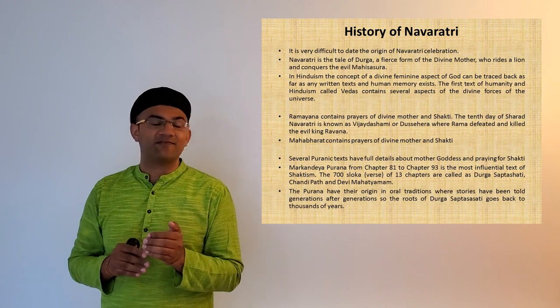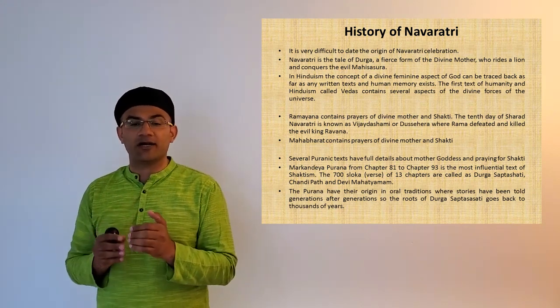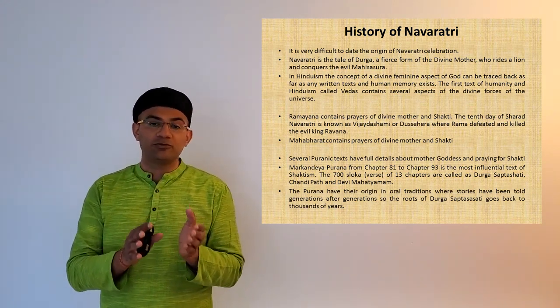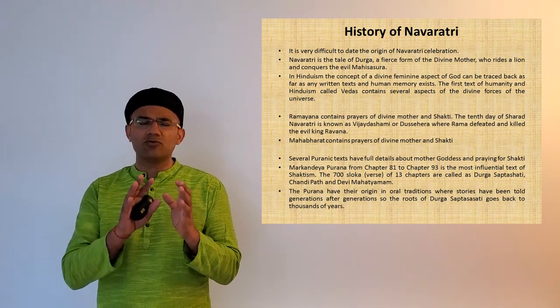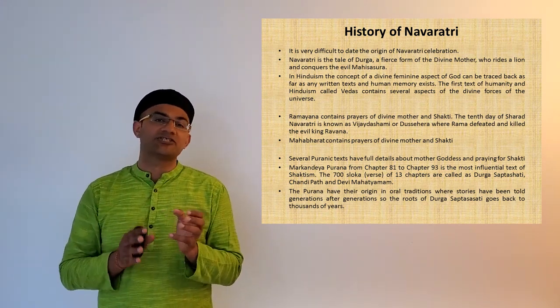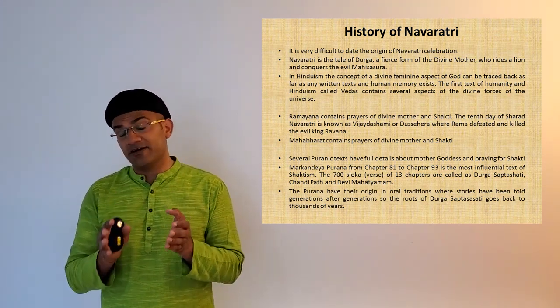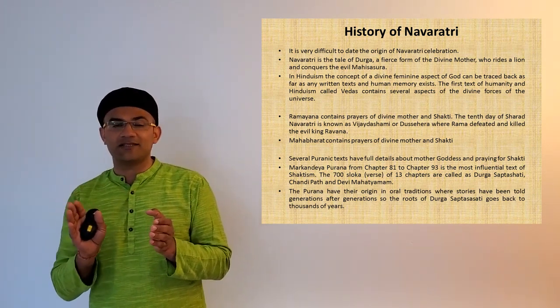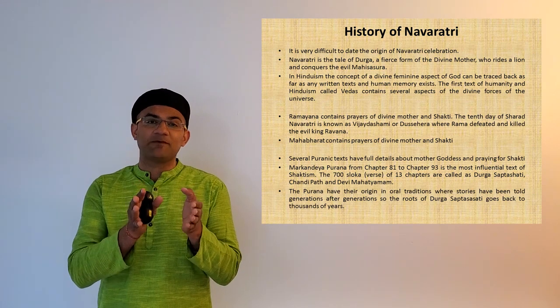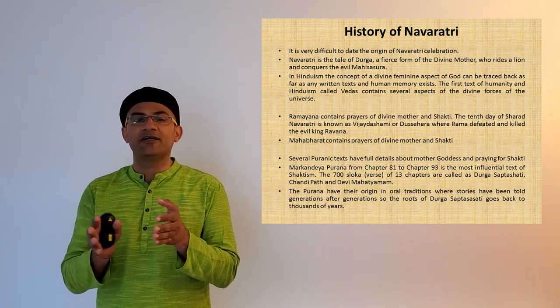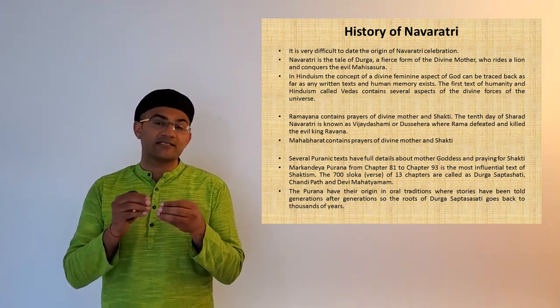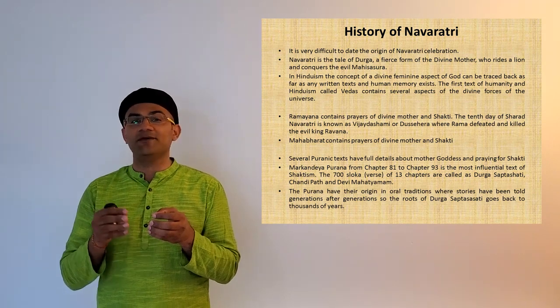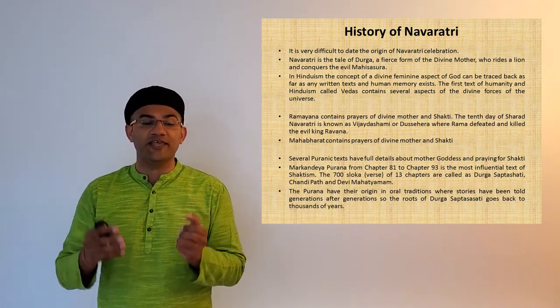One of the fascinating texts is the Markandeya Purana. Chapter 81 to chapter 93 is the most influential text of Shaktism, and it has 700 slokas in 13 chapters, and it's called Durga Saptashati, because Sapta means 7 and Shati means 100, so 700 slokas. It is also called Chandipath or Devi Mahatmyam, the glories of the Devi.